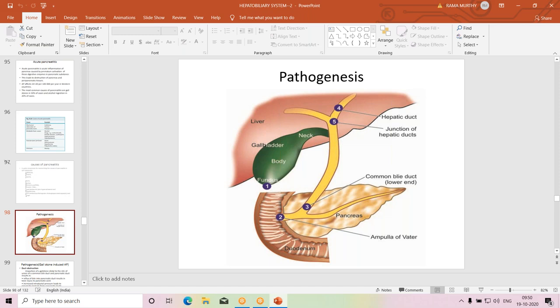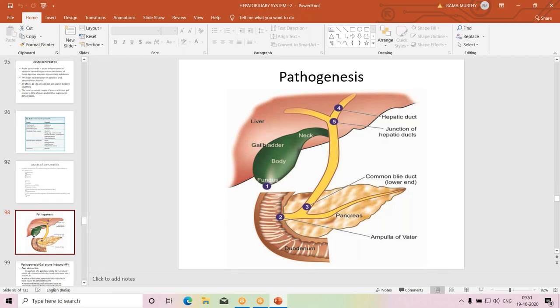this is the picture, just to recollect the anatomy of the gallbladder, biliary tract, and the leaf-like structure, that is the pancreas and duodenum. So the pancreatic duct, the major pancreatic duct, joins the common bile duct in the lower end to form a common duct which empties into the duodenum at the ampulla of Vater, that is number one. In the region of the ampulla of Vater, the common bile duct opens after joining the major pancreatic duct.